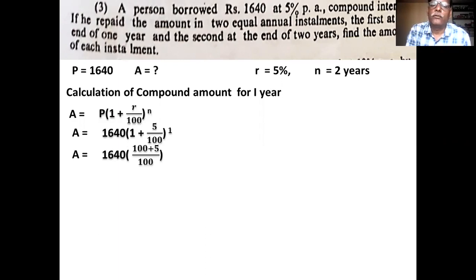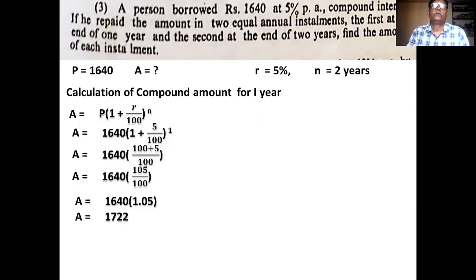So 1640 into 100 plus 5 divided by 100 is the next step. Then 1640 into 105 divided by 100. Then A is equal to 1640 into 1.05. So the amount at the end of the first year is 1722. 1722 is the amount at the end of the first year.